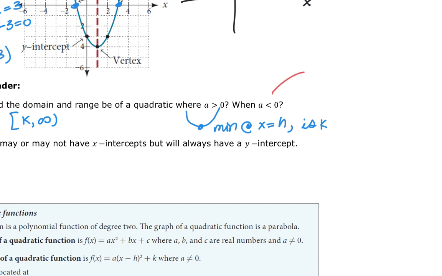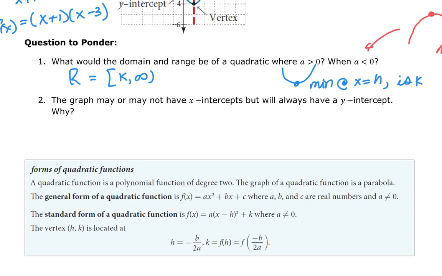When a is less than 0, it's going to look like this. So at that vertex, h comma k, I'm going to have a max. So I'm going to have a max of k at x is equal to h. So its range would go from -infinity to k, including k.